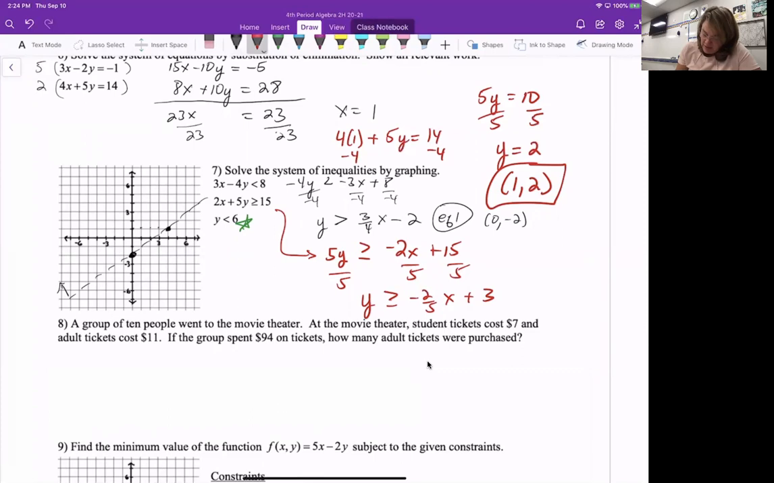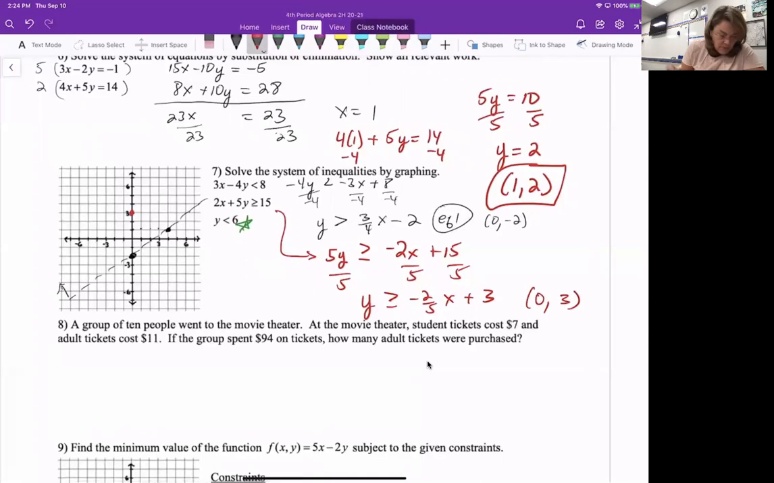So I'll look at the one that's in red and I say, can I use x equals 0? And sure enough, I can. When x is 0, y is 3. So I go to my (0, 3). My slope is negative 2/5, so I'm going to go down 2 over 5. There it is. And then I have 2 points, and then I have to say, is it solid or dashed? Because it has an equal sign, I have a solid line. Okay, and then it's greater than, so I'm going to be above.